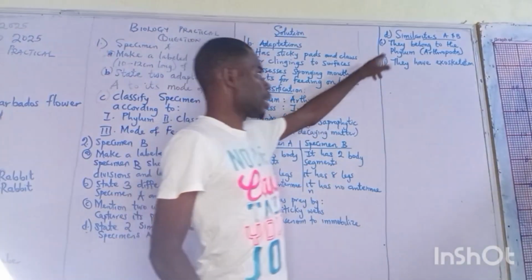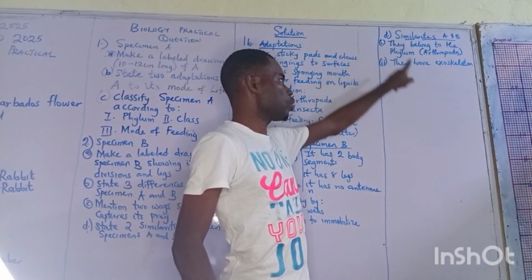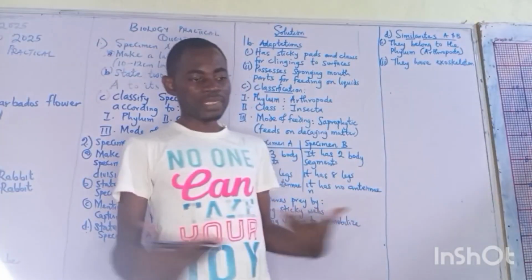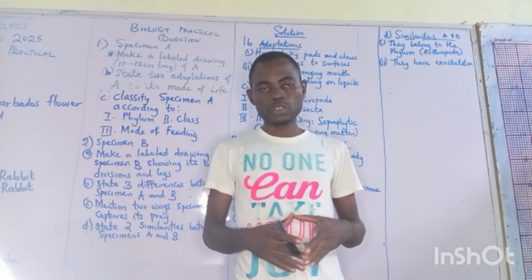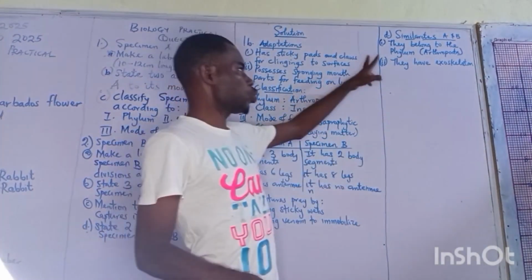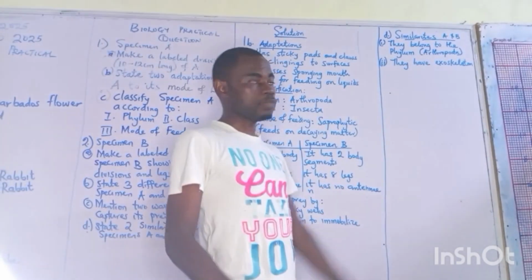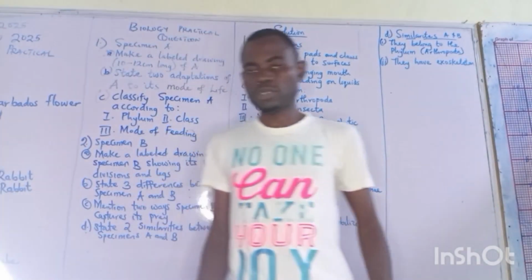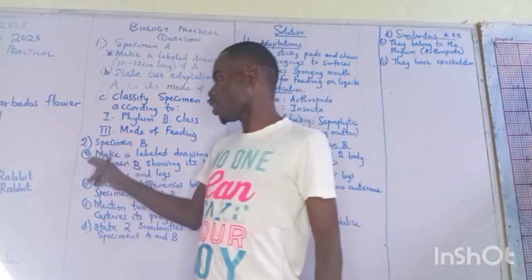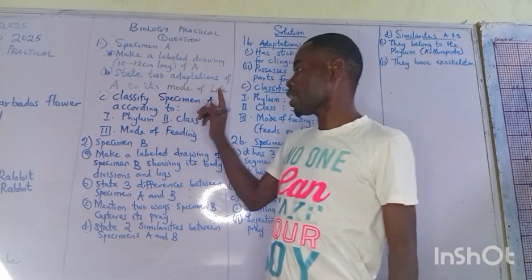They are arthropoda. That's what I'm showing us right now. They are arthropoda, and likewise, they have an external skeleton. So we can say they have exoskeleton. Those are the similarities between the 2 of them. We could see many similarities, but I just mentioned a few. So I think that will settle all the questions we have here for specimen A and specimen B.